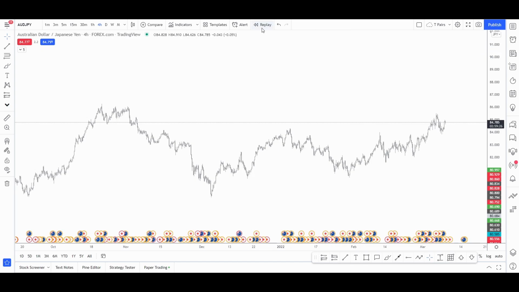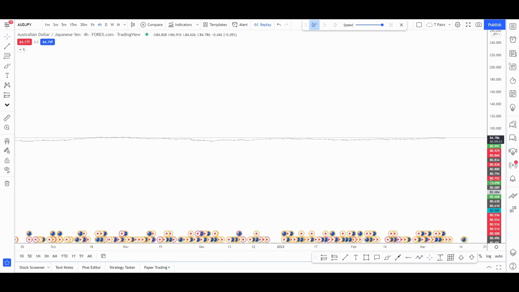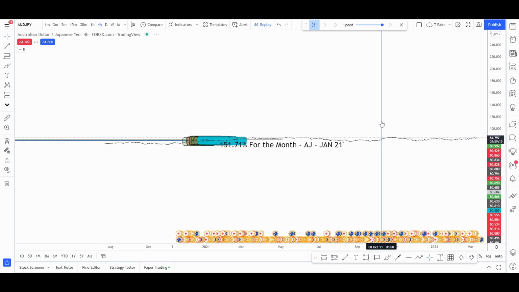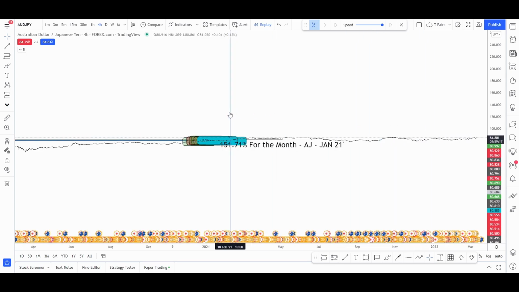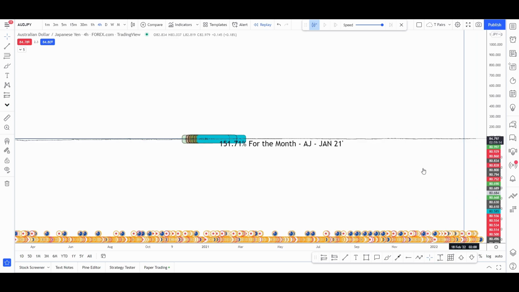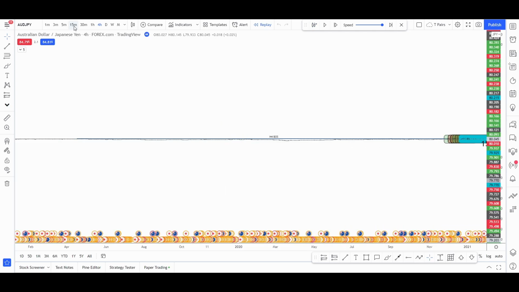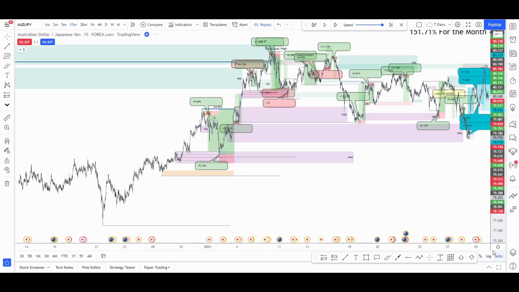But as before, what we're going to do is jump into the bar replay mode. I'm going to shrink all of this down so I can't see any trends. And we're just going to go back to where we left off. Let's shrink that down a bit more to make sure that there's definitely no trends. We're going to go to the end of January so we can figure out where we got to, and then alter it to the 15 minute and press auto.